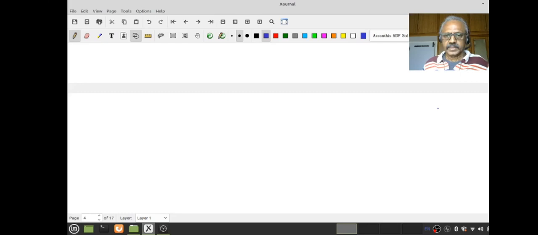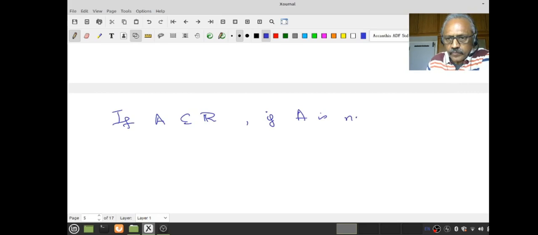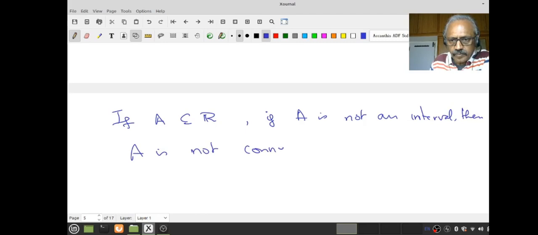Now let us look at, I want to claim the following thing: if A is a subset of R and if A is not an interval, then A is not connected. This is our fourth example, third or fourth, whatever it is.